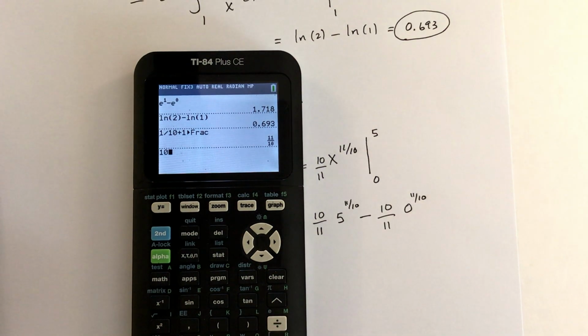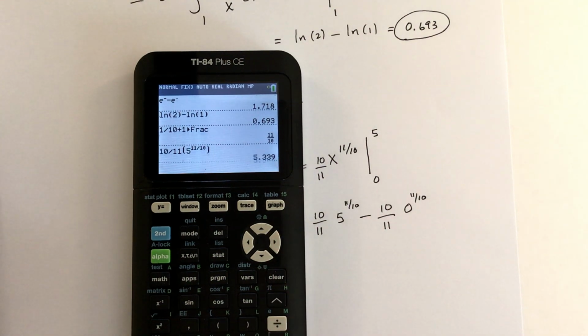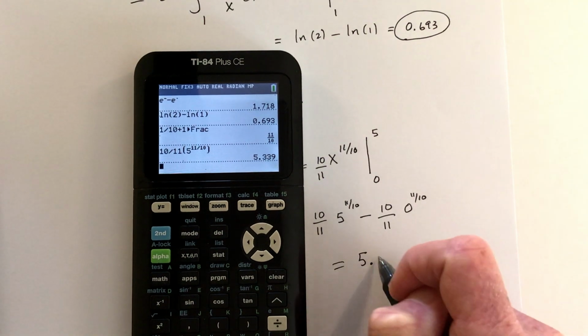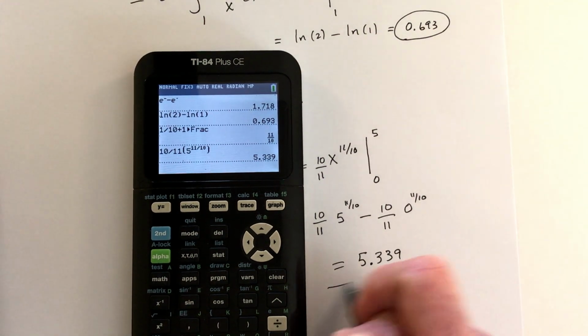So it's a 10 divided by 11, and then the 5 is raised to the 11 divided by 10. So that means that the final answer is 5.339.